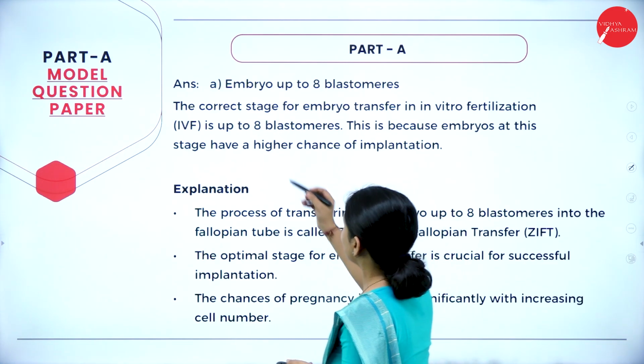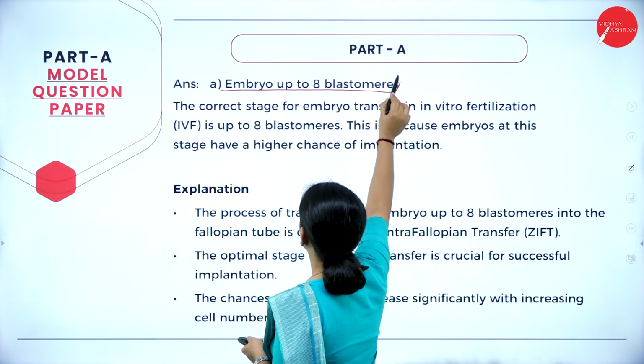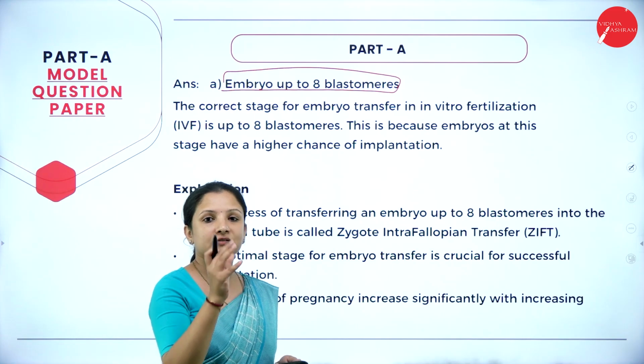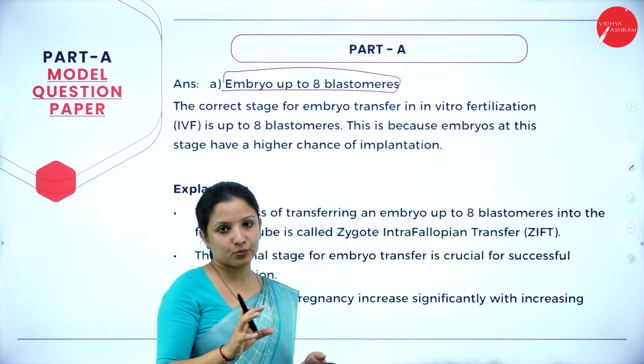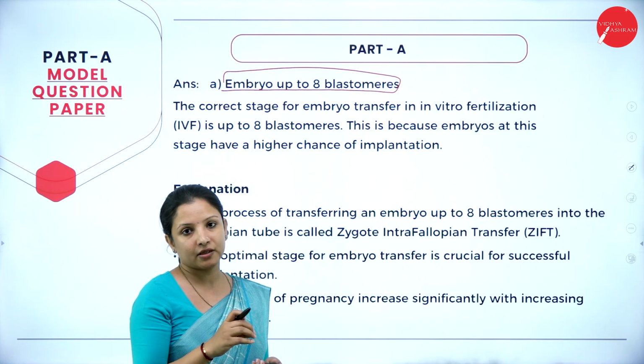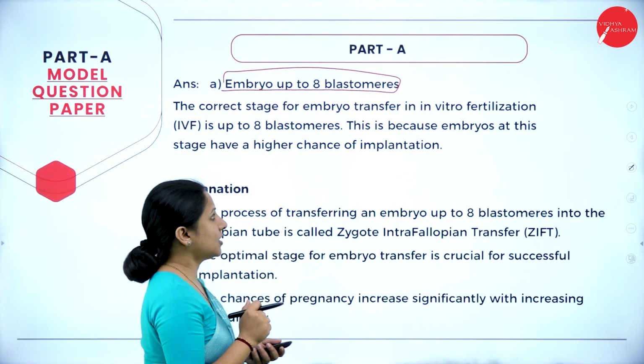So the answer is embryo up to 8 blastomere. When the embryo reaches 8 blastomere, that is when they will transfer the embryo into the fallopian tube of the mother. From there, it will move and then it will attach itself in the endometrium. So that is how this happens.